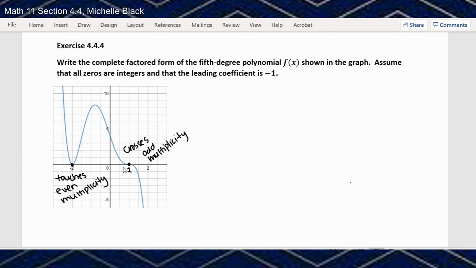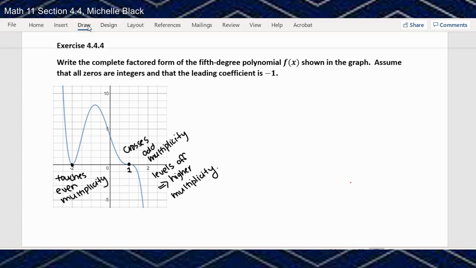Also notice though that when I cross at 1, again, it does that thing where it kind of levels off, where it kind of flattens out. So that implies that I'm going to have a higher multiplicity. I usually use this arrow to mean implies. Okay, so you should be able to look at your graph and identify these types of ideas.